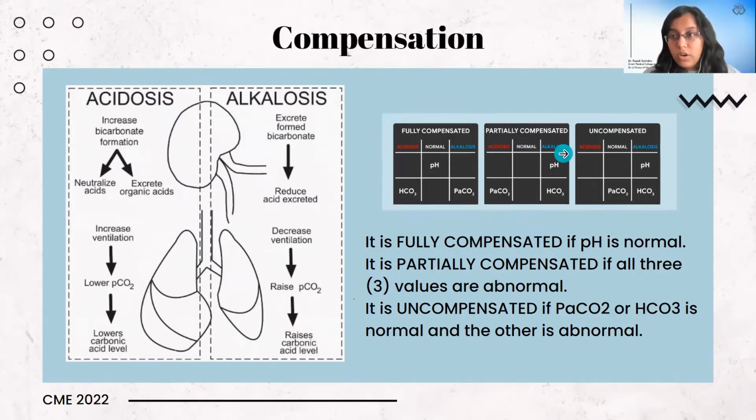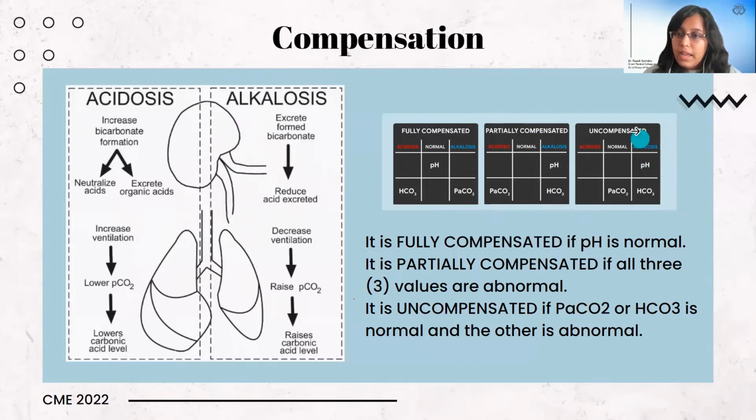If there is partial compensation, that means compensation takes some time to get established. Your kidney and your liver will take some time to start realizing, okay, your body is now generating too much acid, so I need to start working, right? So this compensation takes a little bit of time to start acting. Meanwhile, you will get partial compensation, where all the three values, your pH, your bicarb, and PCO2 will all be abnormal.